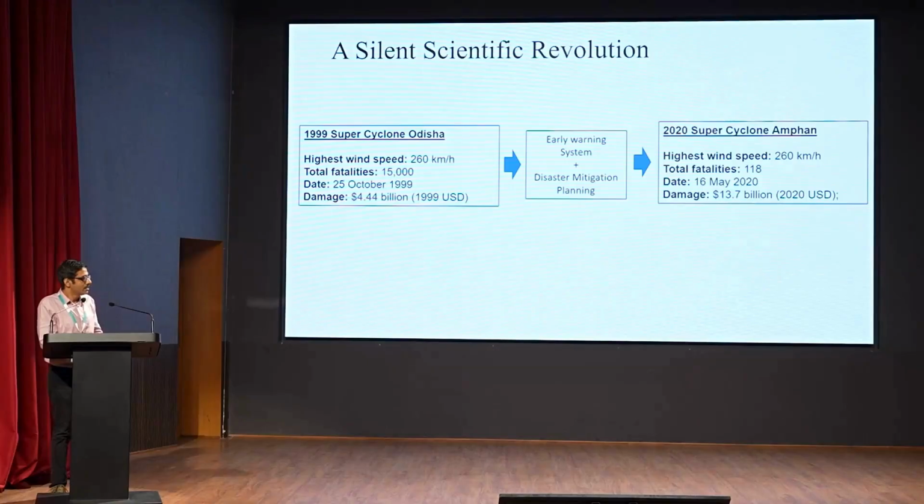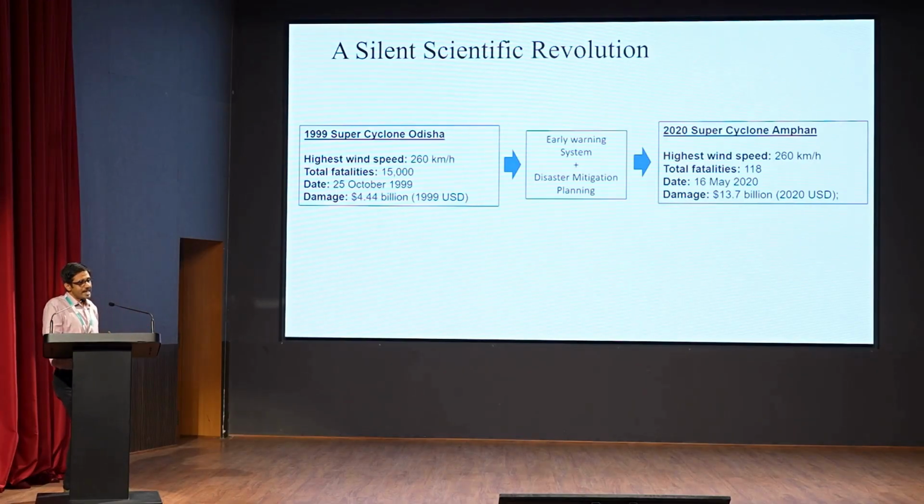I'm not going into details of this model, but what I'd like to highlight is that over the last 20 or 25 years, there has been a silent scientific revolution which was not really discussed in detail. And this is the very significant improvement in early warning systems. Many of us know about the 1999 super cyclone in Orissa, which resulted, as per government records, in 15,000 deaths. Of course, the real number was much bigger because it just considers how many people died immediately after the cyclone and so on.